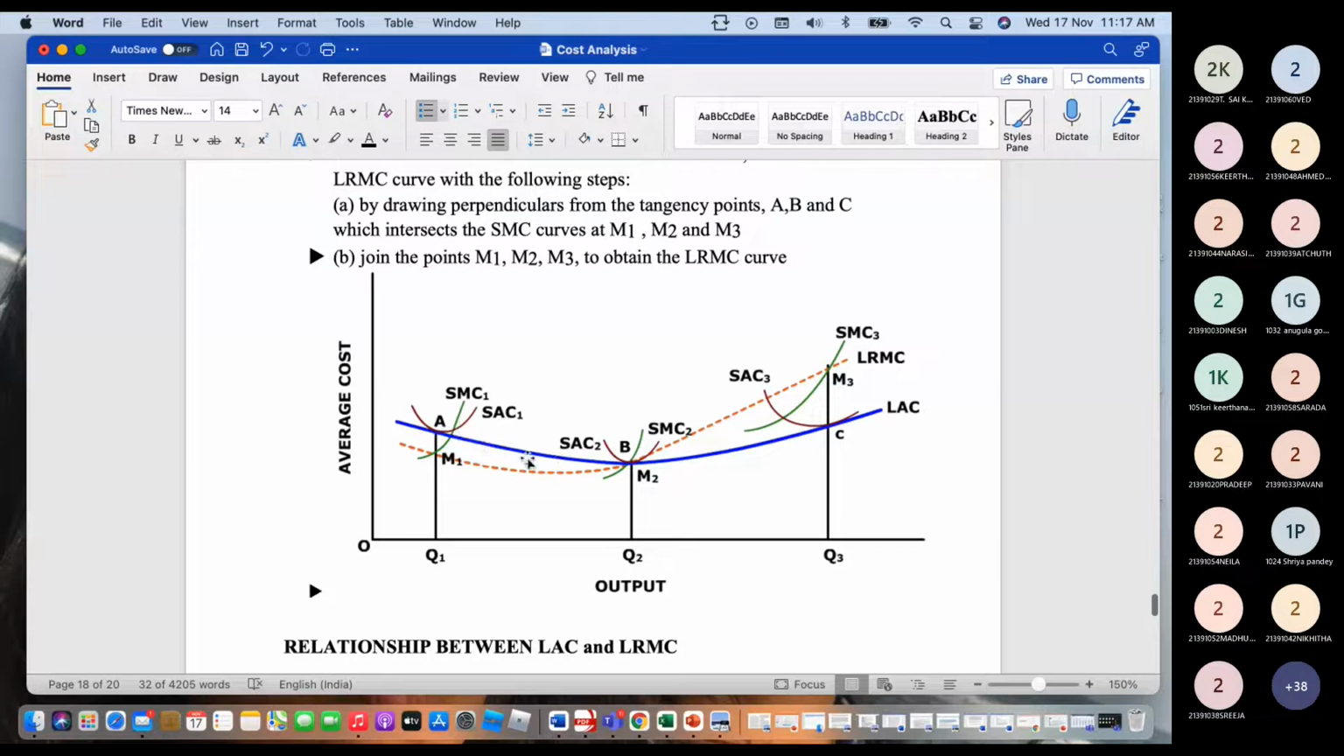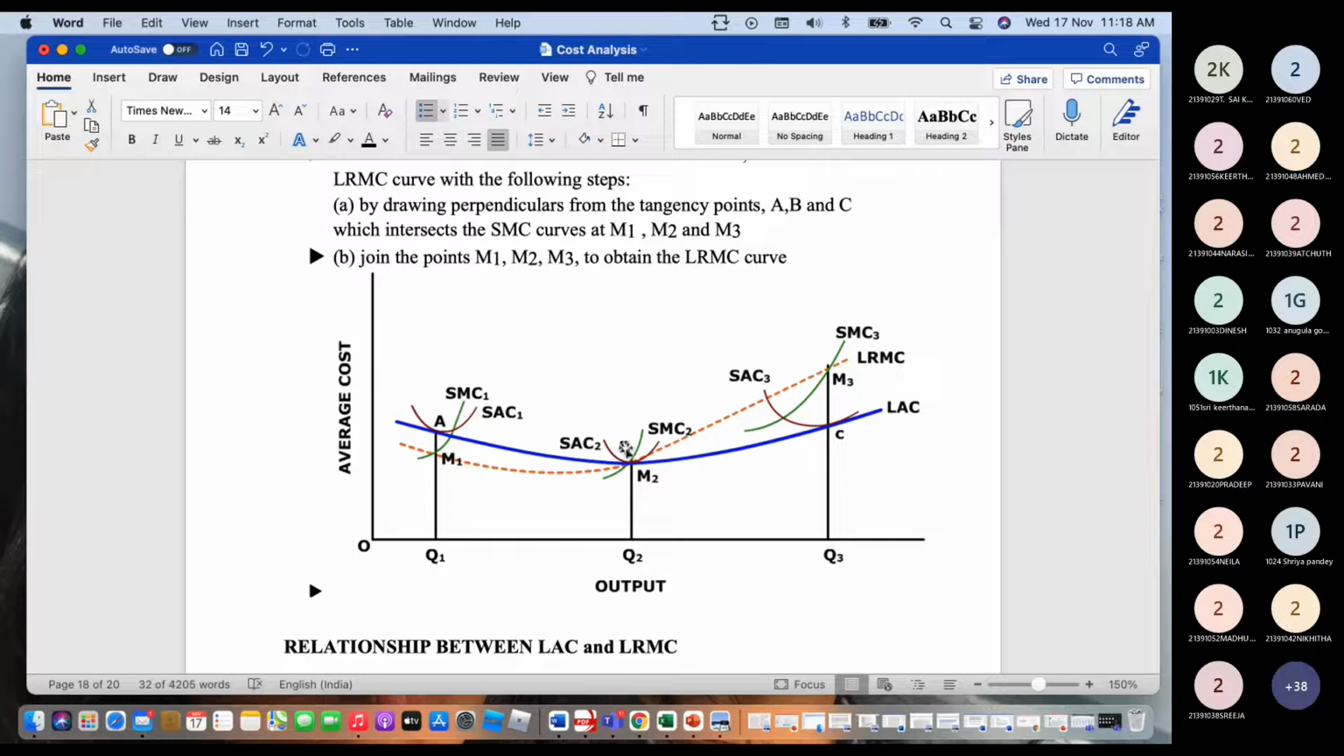we have drawn the LAC curve, which is in blue. And on that blue, we have drawn only 3 SAC curves so that it is easier for you to understand. 3 SAC curves we have drawn because the LAC curve is the planning curve which is enveloping so many SACs. But for making it more simpler, we have drawn only 3 SAC curves. And on the SAC curves, we have drawn the SMC curves also. And SMC curves are drawn in such a way that it is touching the minimum point of the SAC curve.